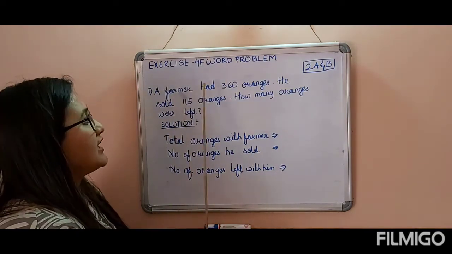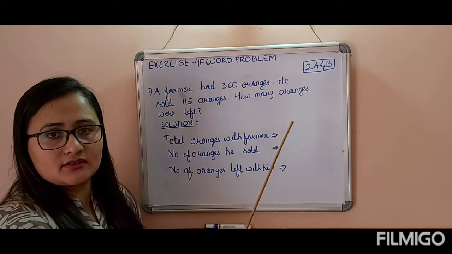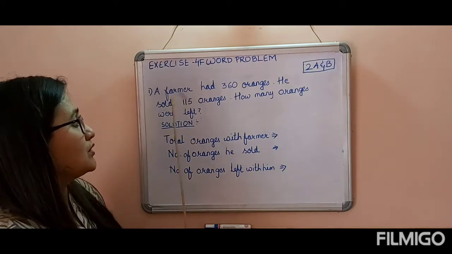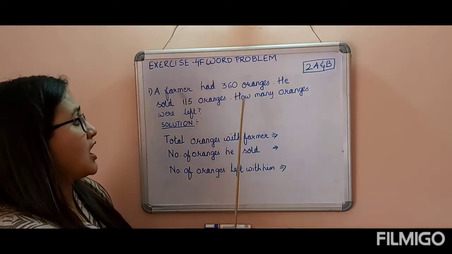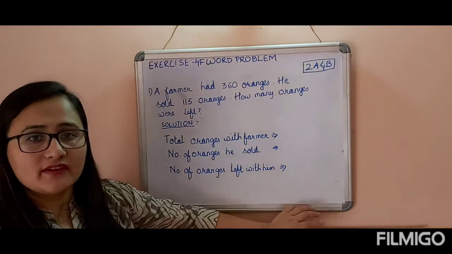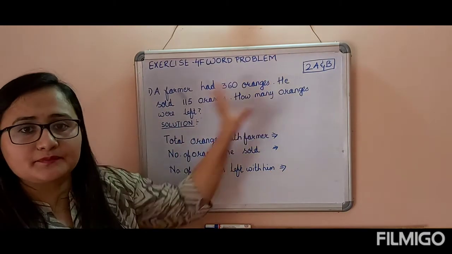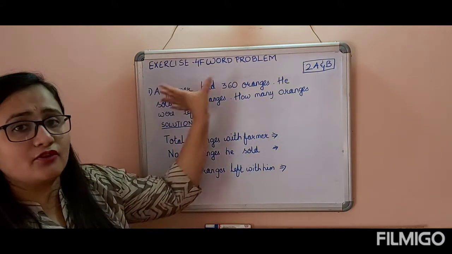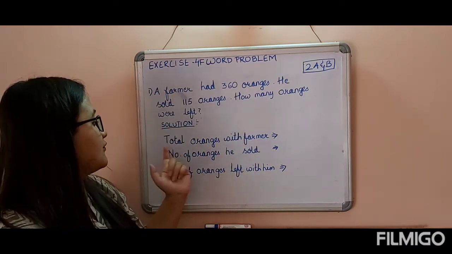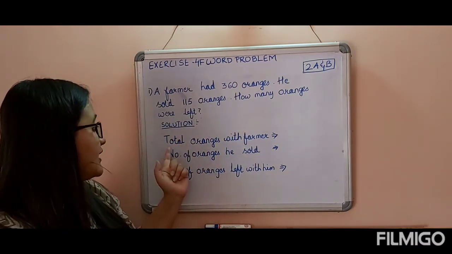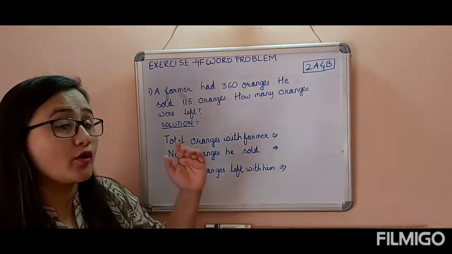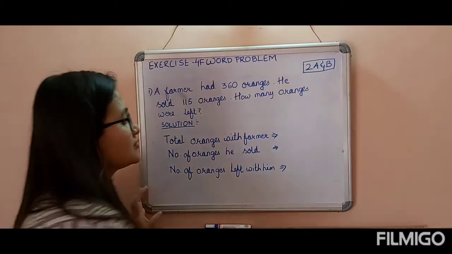A farmer had 360 oranges. How many oranges he had? A farmer had 360 oranges. He sold 115 oranges. How many oranges were left? So while framing the sentences, keep always in mind your first sentence will be from your first line, then second, then third. See, first we have to write down the solution, then write total oranges with the farmer. What is the total amount of oranges with the farmer? How many oranges he had? Yes, he had 360 oranges.